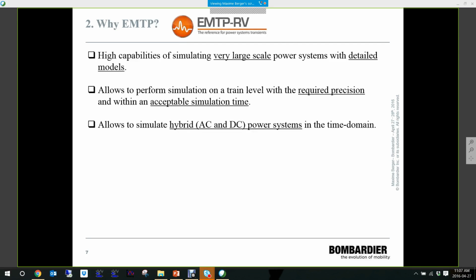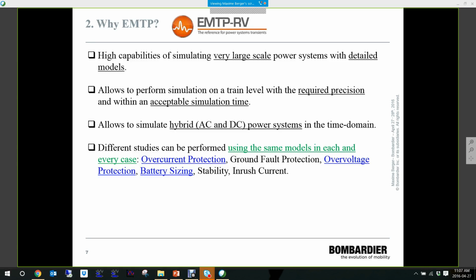It also allows to simulate hybrid systems. When I'm speaking about hybrid systems, I'm speaking about AC and DC power systems in the time domain. And it also allows us to do different studies using the same models in each and every case. For example, we can do overcurrent protection analysis, ground fault protection analysis, overvoltage protection, battery sizing, stability, and rush current. And we can do all these power system studies using the same models. The only thing that's going to change is the time step.